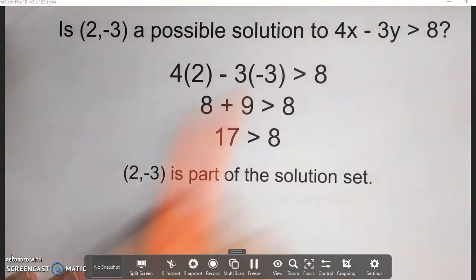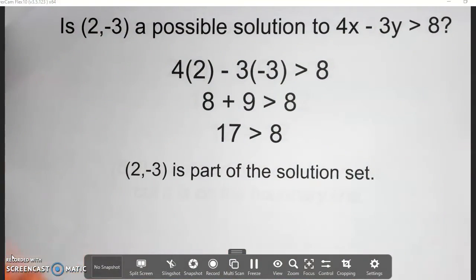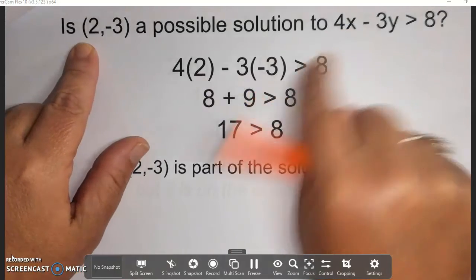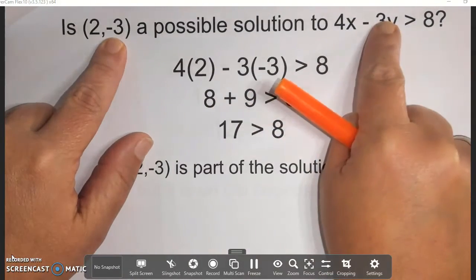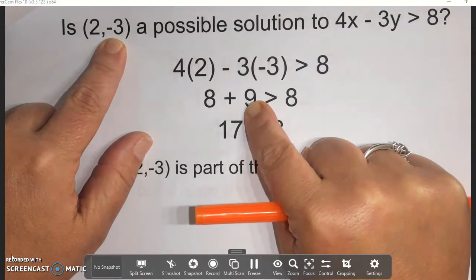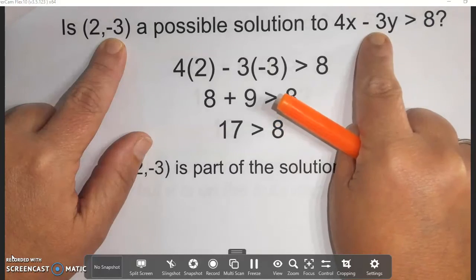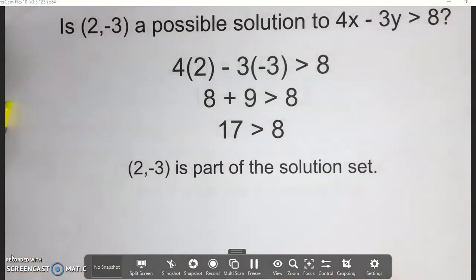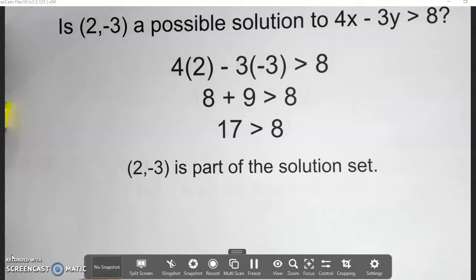Is this a possible solution? Well, you have to see if it's true. So when we input this in, 4 times 2 is 8. -3 times -3 is 9. 8 plus 9 is 17. Is 17 greater than 8? Yes. So it is a part of the solution set.